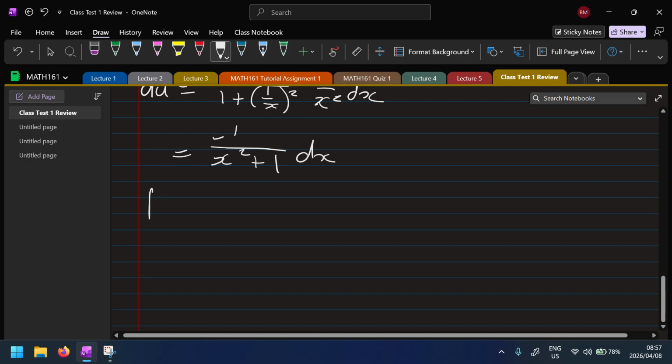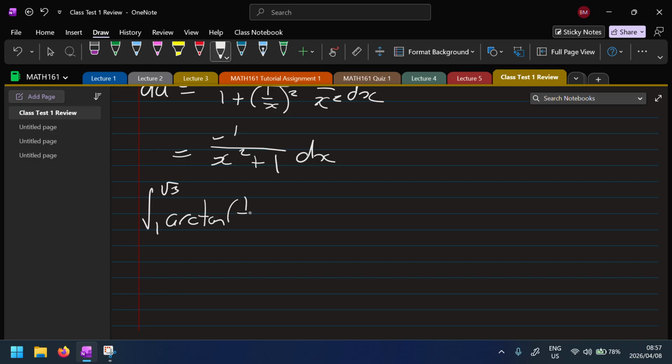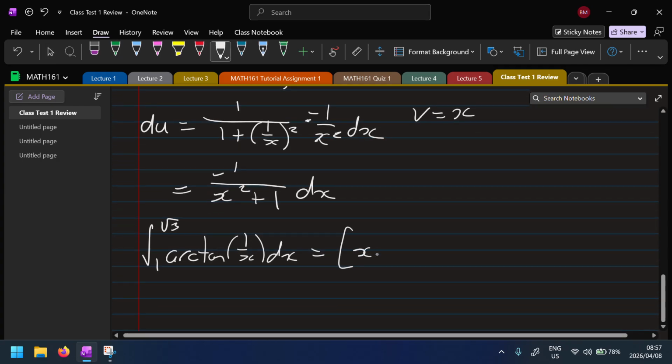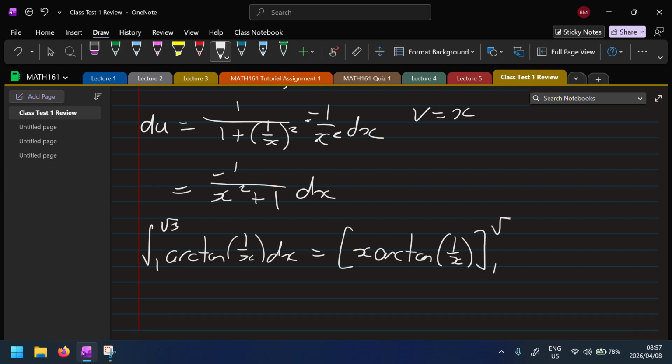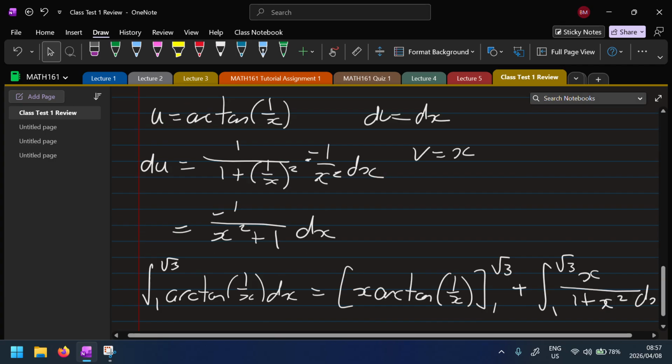Okay, so let's put it all together. So integral 1 to root 3, arctan 1 over x dx, uv with the bounds, so that will be x arctan 1 over x from 1 to root 3, minus, but we have another minus there, so it will be a plus, integral from 1 to root 3, x over 1 plus x squared dx.